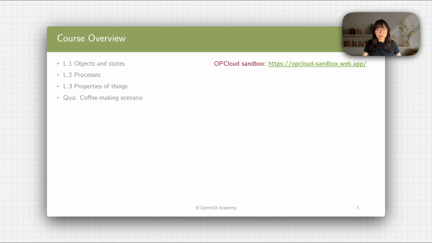And finally, to complete this course, we'll have a scenario quiz on coffee making, which is a very common example used in system modeling. In this scenario quiz, you'll be presented with an actual OPM model, and you'll be asked to answer some questions according to this model. We also highly recommend that you try and replicate this model in the sandbox, so you'll be familiar with how to actually create a system model based on what you've learned in this course. So I hope you enjoy the quizzes and the course. Without further ado, let's get started.